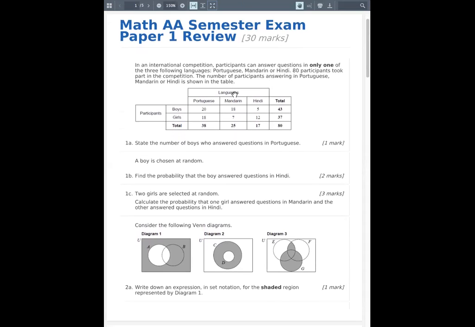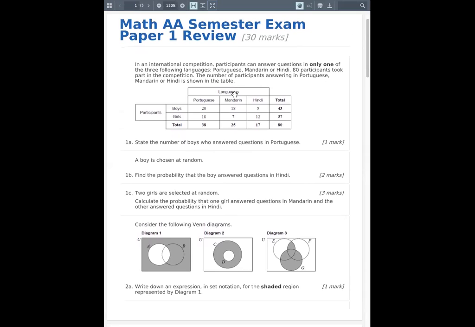Okay, so in an international competition, participants can answer questions in only one of the three following languages: Portuguese, Mandarin, or Hindi. 80 participants took part in the competition. The number of participants answering in Portuguese, Mandarin, or Hindi is shown in the table. State the number of boys who answered in Portuguese. So that's pretty simple. It's boys right here, Portuguese right here. So basically match it up, and it's 20 boys.